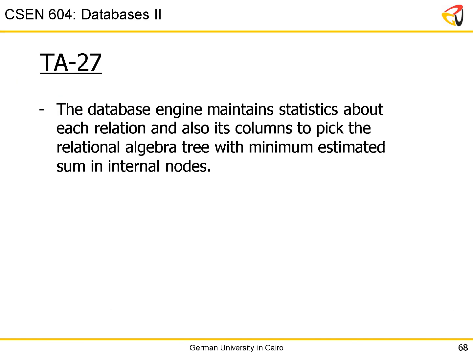Now, the takeaway: the database engine maintains statistics about each relation and also its columns, to pick the relational algebra tree with the minimum estimated sum in internal nodes. You've just seen that.